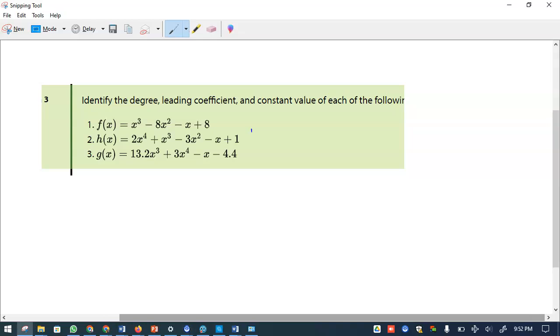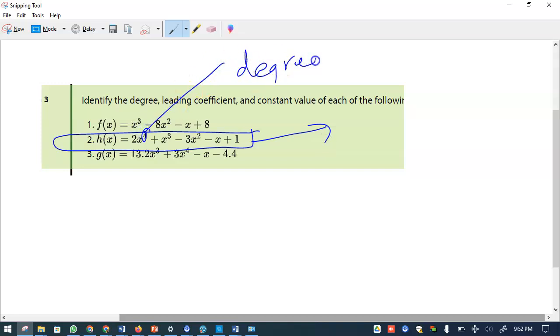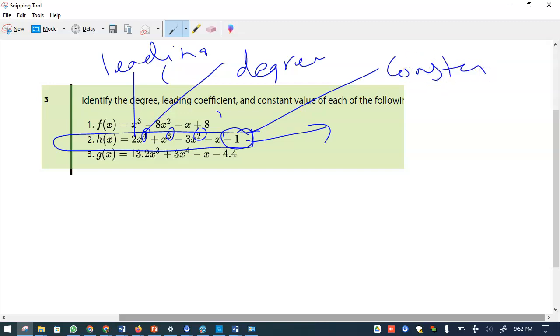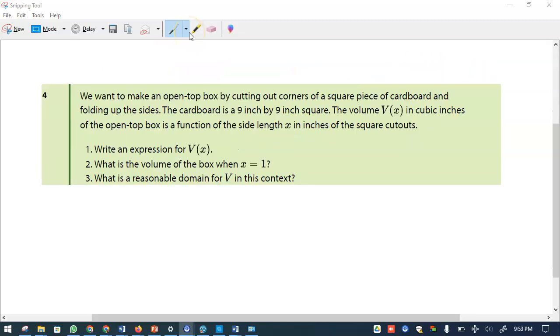Okay, the second part. If you look at this question, the 4 is the degree because that 4 is the greatest, and the others are smaller: this is 1, the 3, and this is 1. This is the leading coefficient, and the number by itself is the constant. And the third one I want you to try. Let me go to question number 4, which is kind of a review from lessons 1 and 2.